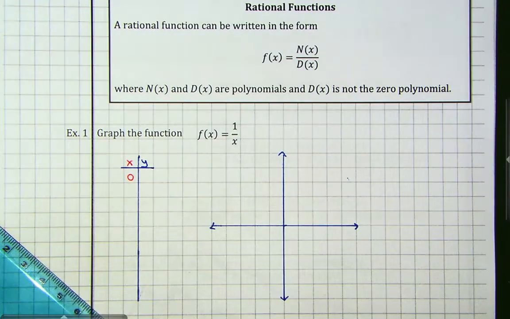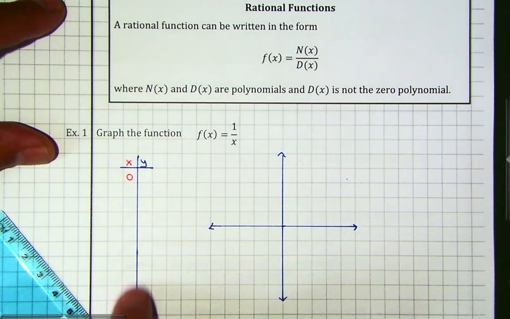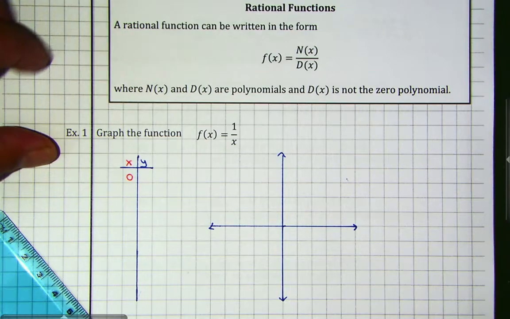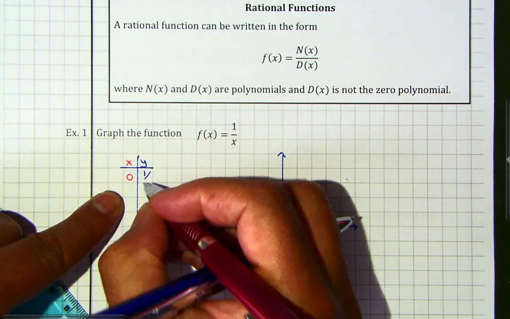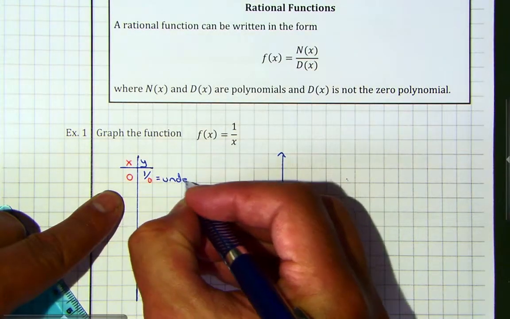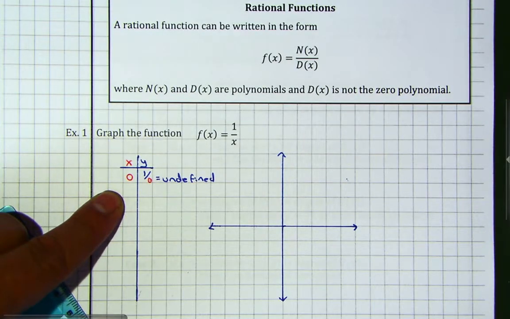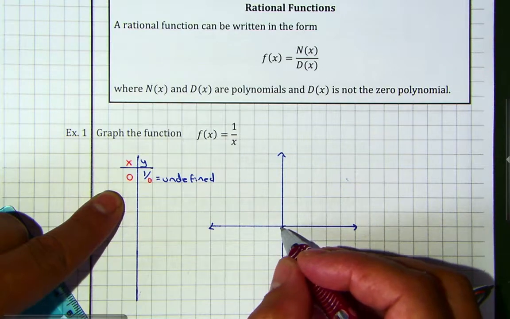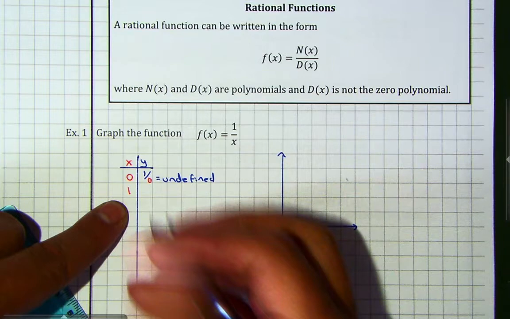Remember, you can do this with any graph. If you're not too sure about the shape, we can just go back to plugging in points, connecting the points, and that'll give me the graph. So plugging in 0, 1 over 0 will be undefined. So that does not give us any points here. Plugging in a 1 will give me 1 over 1, which is 1.